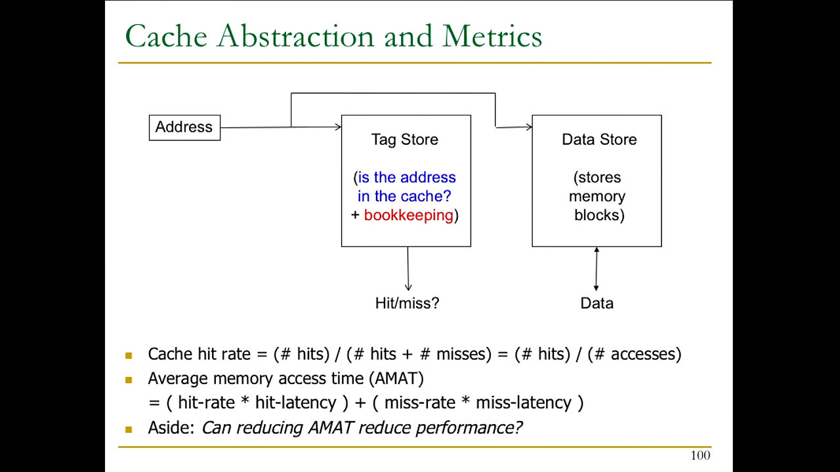Not a trick question. No? Or people are tired right now? Maybe it is a trick question. So it makes sense to reduce average memory access time, right? Because you want to maximize your hit rate because hit latency is lower. But can it reduce your performance if you actually optimize for this? Let me make it simpler. Let's say I want to maximize my hit rate. Increasing your hit rate, can it reduce performance?